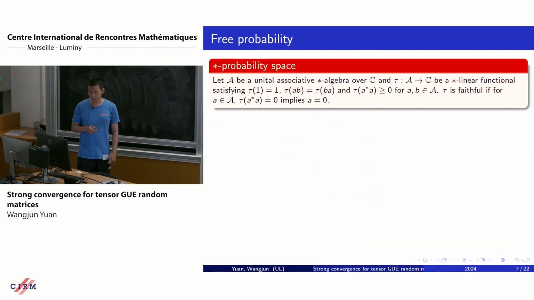Okay, now let me briefly recall some terminology in free probability. The first one is the so-called star probability space. Suppose we have a unital associative star algebra A over the complex field, and tau is a star linear functional, which satisfies that it maps the unit in the algebra to one, and tau of AB equals tau of BA for every A and B in the algebra, and the positivity property that tau of A star A is non-negative. We say that tau is faithful if tau of A star A equals zero implies that A is zero.